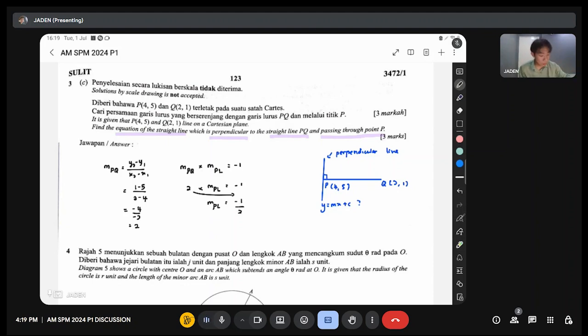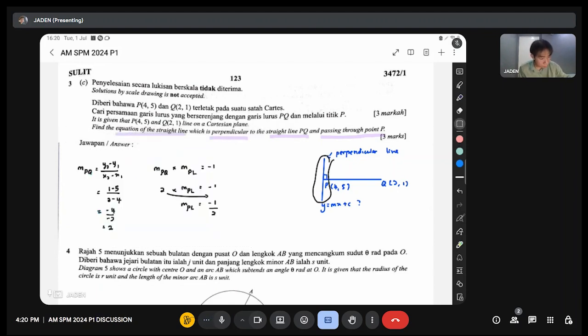Next is to form the equation of the perpendicular line. Now, I always teach my student to use this method, y minus y1 equal to m bracket x minus x1. Because this is much faster than just using y equal to mx plus c. Because if you use that method, you have to find individually for the c value. However, for this method, y1 and x1, choose the coordinate that passes through the line equation that you want to find. For example, in this case, you want to find perpendicular line that passes through point P, right? Make sure you use the point P coordinates.